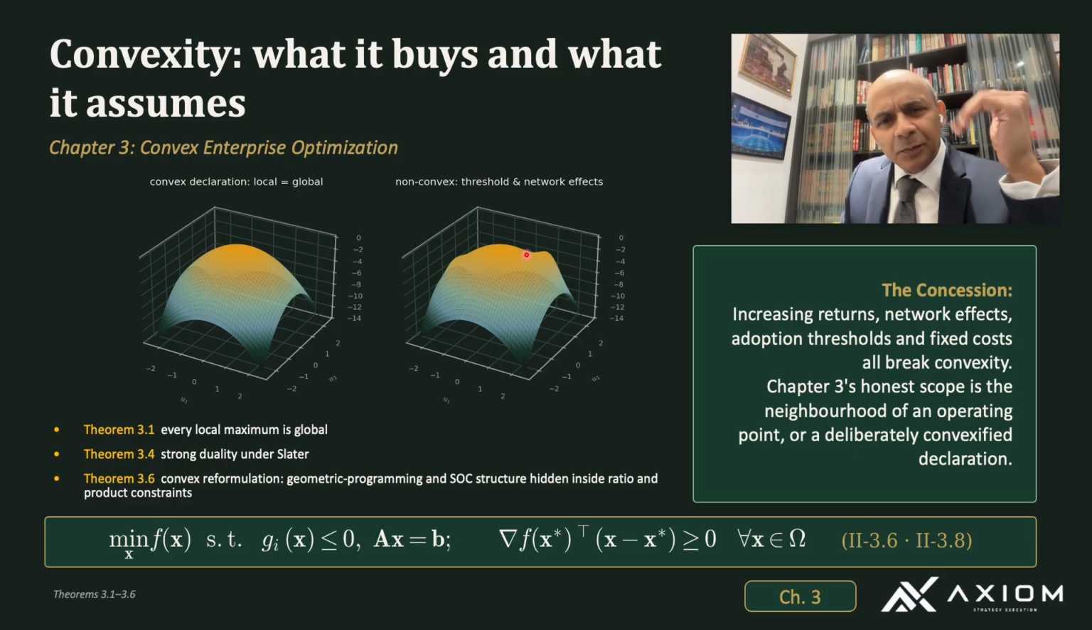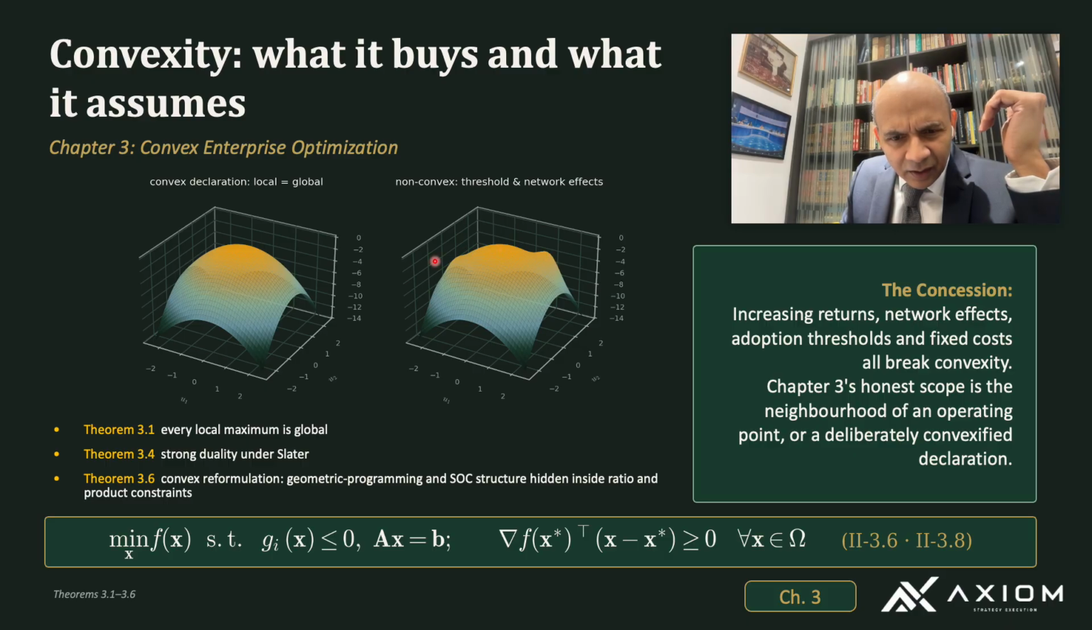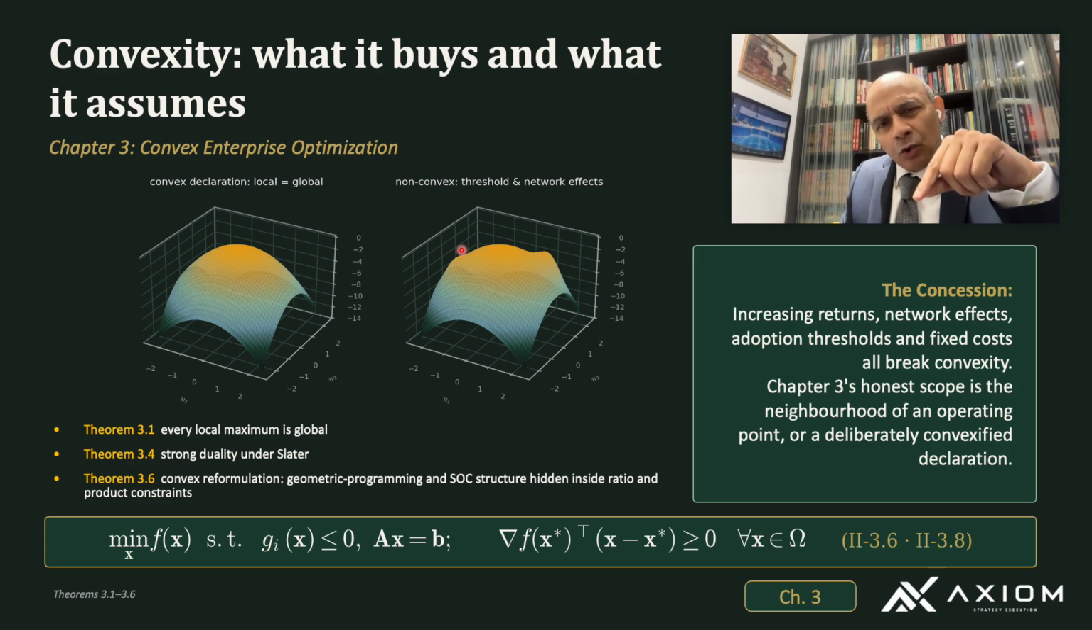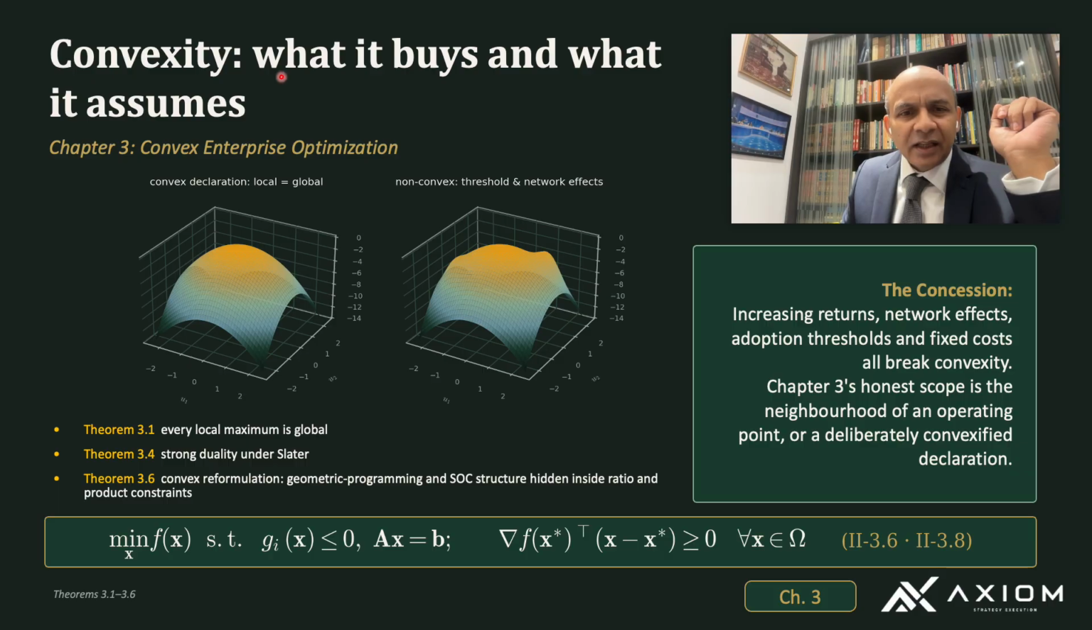These create multiple peaks, as you can see over here, then over here, then over here. So it's creating multiple peaks and valleys, so a local optimum may no longer be globally best. So convexity turns local optimality into global optimality, but realistic thresholds and network effects often destroy convexity and therefore weaken those guarantees. Let's have a look at the equation at the bottom here.